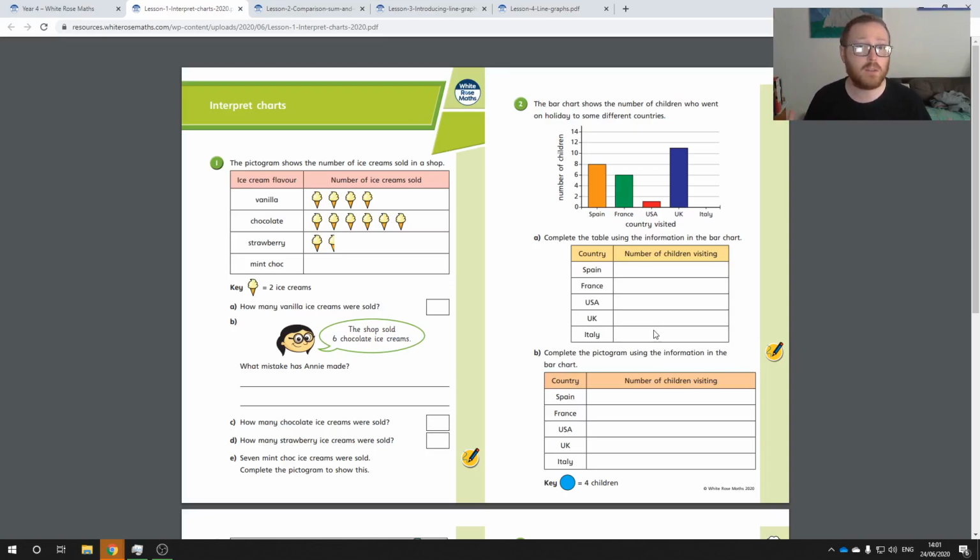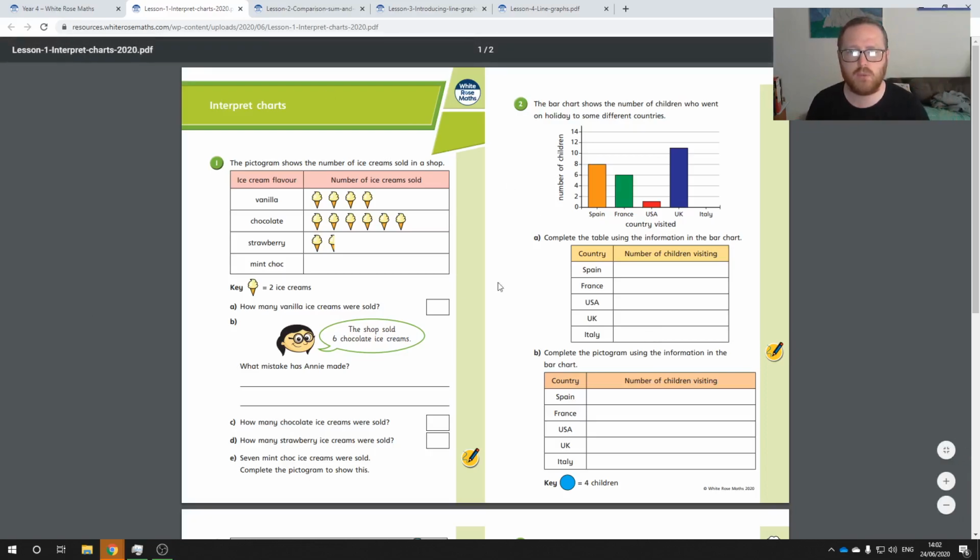And maybe you have to answer some questions based on the information. You might even be asked to make some predictions about some information. Can you spot any patterns? That's one of my favourite areas of numeracy, those pattern spottings and making predictions based on what you see. So the first type of graph we're going to come across is called a pictogram.